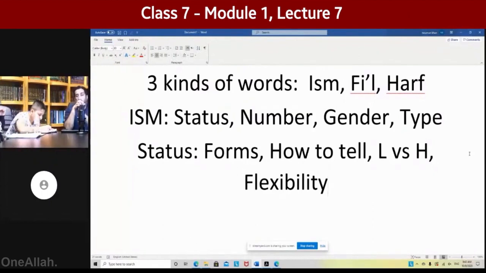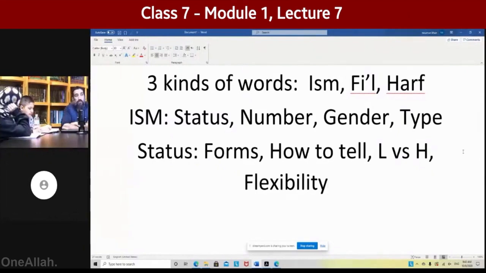So what are the forms of status? The forms of status are rafa, nasab, and jar. Rafa is used for doer. Nasab is for details, and then jar is the word that comes after of. Good. Now I will tell you that nasab is used, at least for now, for 2 things. It's used for being a detail.